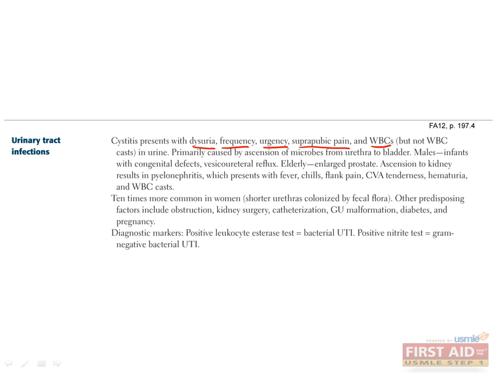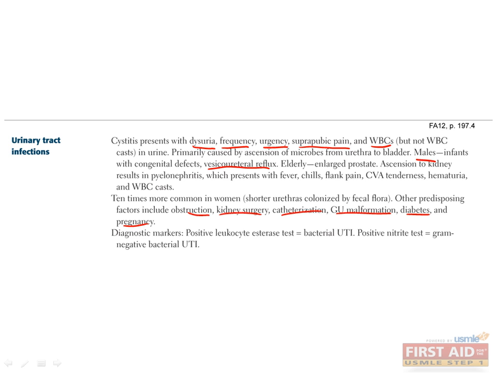The most common pathway for infection is by ascension of microbes from the urethra to the bladder, and therefore UTI is much more common in individuals in whom it's easier for the pathogen to get from the urethra to the bladder. So, for example, in males, UTIs can be more common in patients with congenital defects or vesicoureteral reflux. It's also more common in women because they have shorter urethras, which can also become colonized by fecal flora. Some other predisposing factors include obstruction, kidney surgery, catheterization, GU malformations, diabetes, and pregnancy.